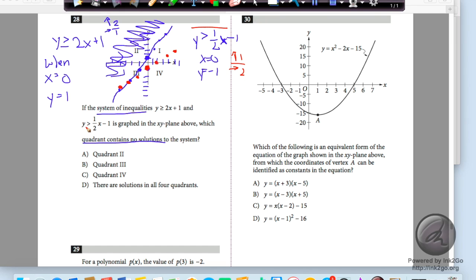This greater than sign is a big hint, because it means that I'm going to stay on this side of the quadrants. The quadrant that seems to be your best possible choice, because it says it contains no solutions to the system, is quadrant 4. You don't see anything that's really passing through quadrant 4. So C is going to be your best possible answer choice.